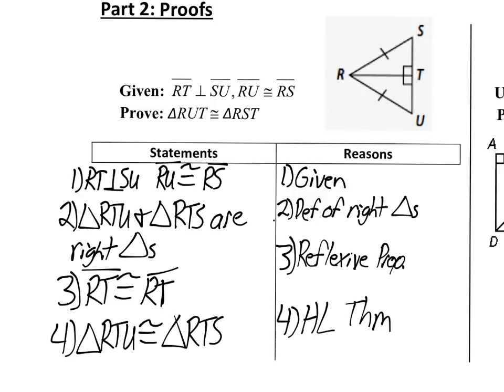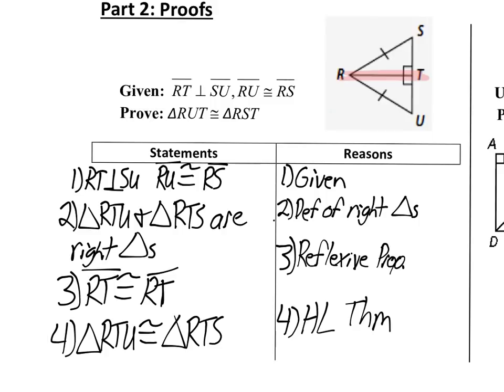Now I need a leg that's congruent. So I'm looking, and I'm noticing that on both of my triangles, they use RT. RT is one of my legs. So can I say that RT is congruent to RT? Yes, I can. The reason is the reflexive property.